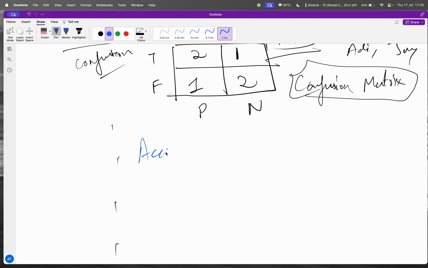Okay, we'll find accuracy. The accuracy formula is actual true cases predicted, divided by all. So what is the formula? And fast please. What is the accuracy formula, guys?